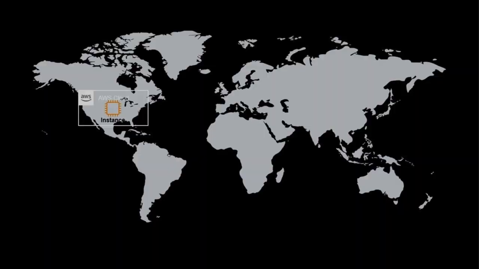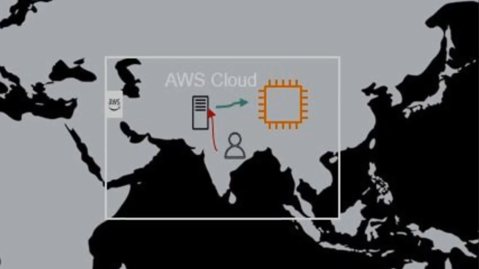Let's illustrate this with an example. Imagine you host your infrastructure in Northern Virginia, US East 1, but your application users are located in India. In this scenario, your users may experience latency issues while using your app because their requests need to traverse multiple network hops, increasing the response time.